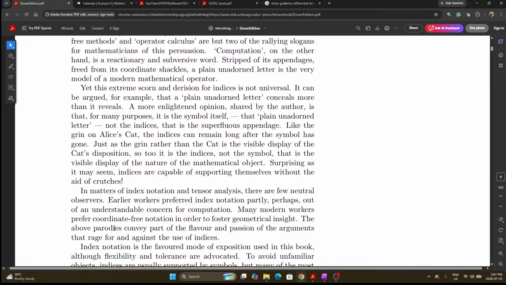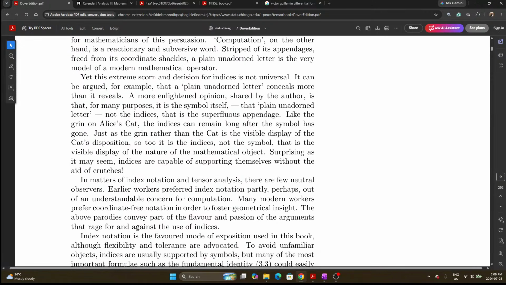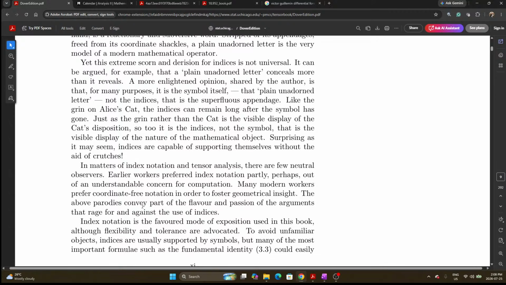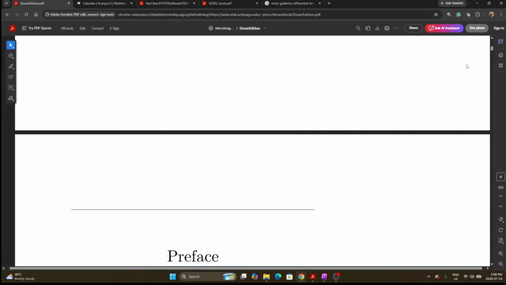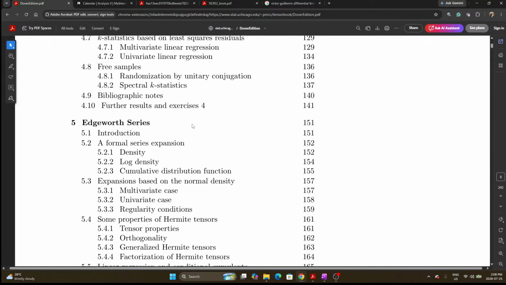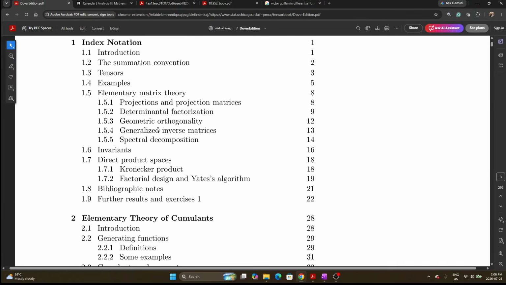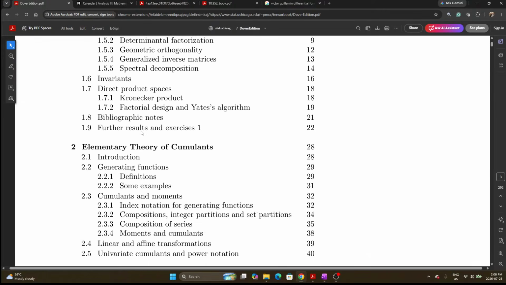Many modern workers prefer coordinate-free notation in order to foster geometrical insight. The above parodies convey part of the flavor and passion of the argument that raged for and against the use of indices. So, just as a matter of fact, this book by Makulak, strongly recommended by the way, uses the index notation. As you can see, the first chapter is called the index notation, and everything uses the index notation. Very much in the same definition that we've been using throughout our stream.